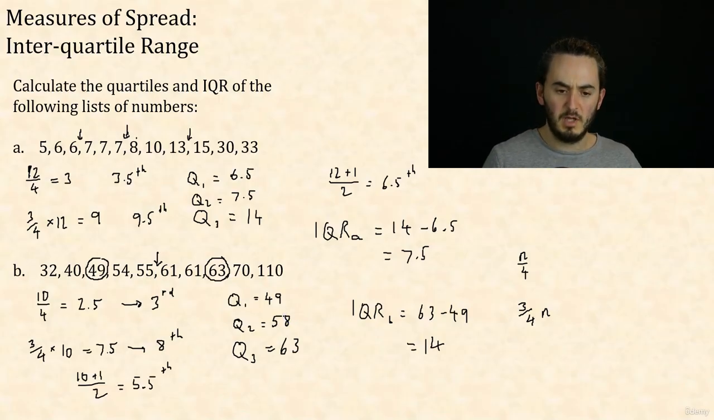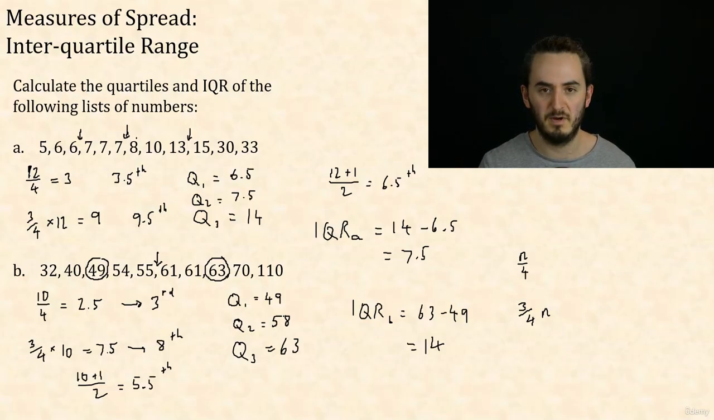All right, so hope that makes sense. There's the rule. To find the quartiles, you divide by 4 or multiply by 3/4, depending on if it's lower or upper. If it's a whole number, add a half to it, and that's your position. If it's a decimal, round up to the next whole number.